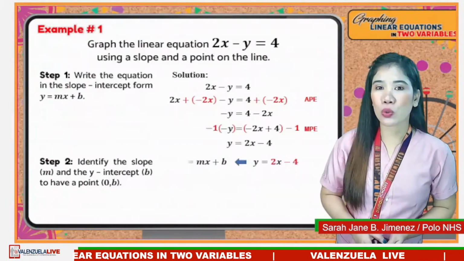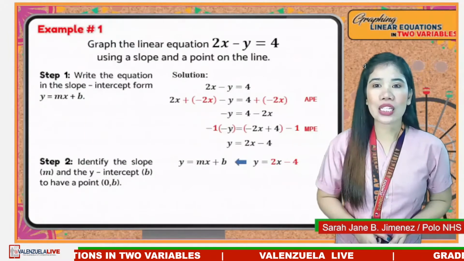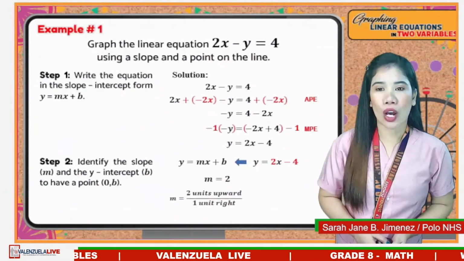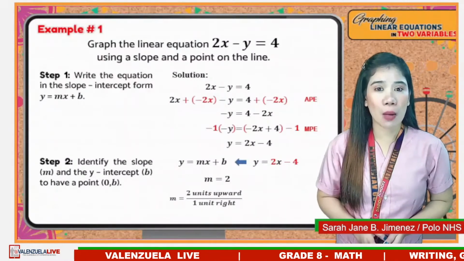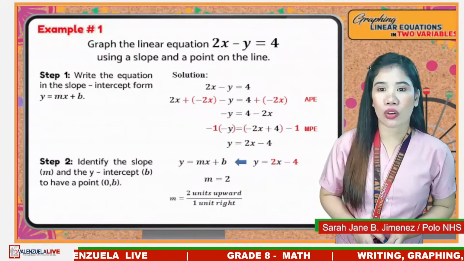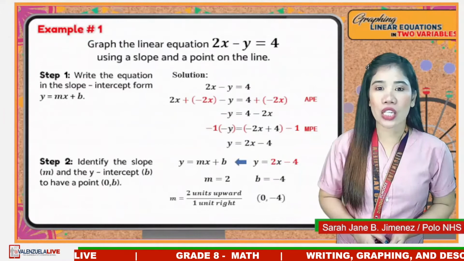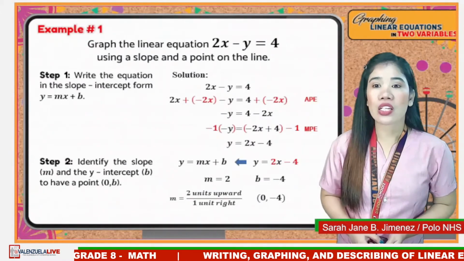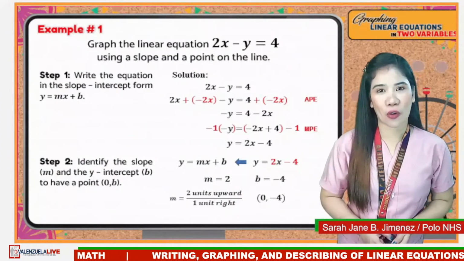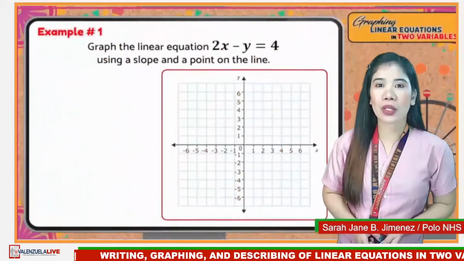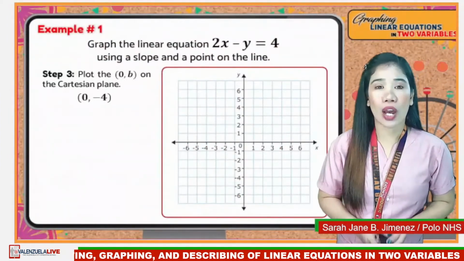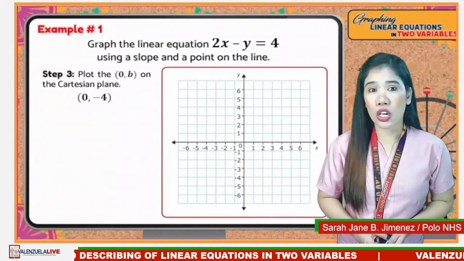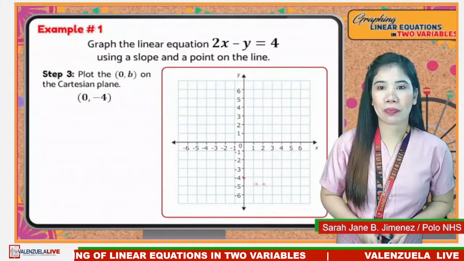From y is equal to 2x minus 4, we can see that the value of m is 2 or 2 over 1. It means 2 units upward over 1 unit to the right. And the y-intercept b is negative 4, hence we have our point 0, negative 4. Step number 3 is to plot the y-intercept on the Cartesian plane. Let us plot 0, negative 4.